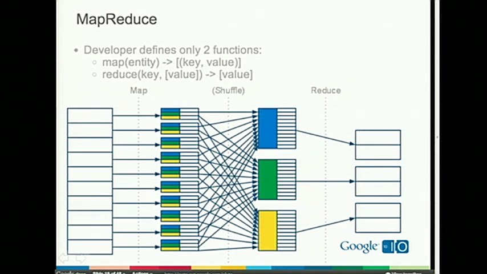MapReduce is a really, really simple thing. You define only two functions. You define the map function, which takes your data chunk, maybe an entity, and it produces a list of key-value pairs. Then there is a hidden magic step, which is called shuffle, which groups all values with the same keys together. And then there is a reduce function, which is also supplied by the developer, which takes a key and the shuffled values.